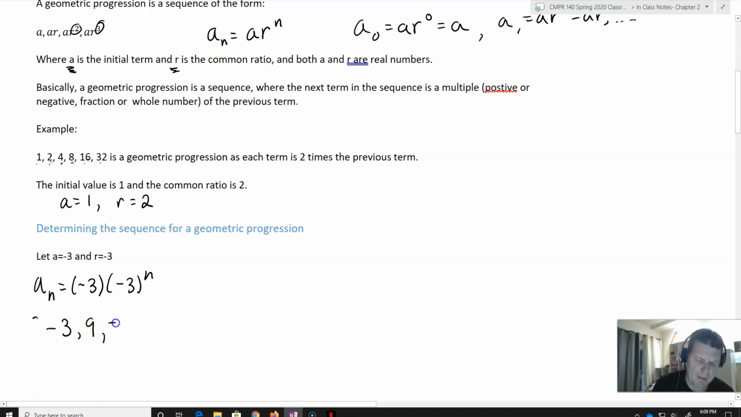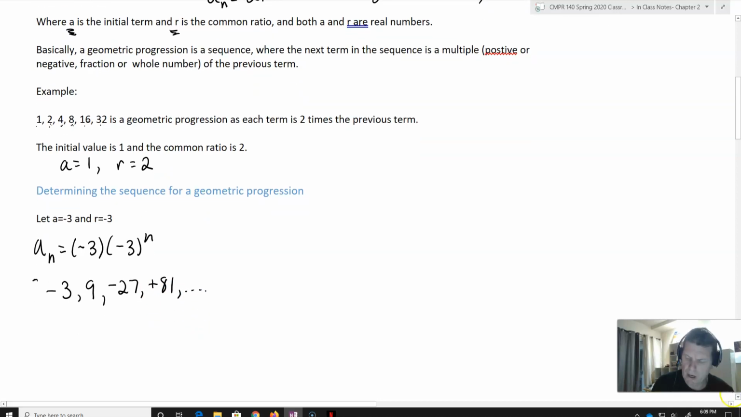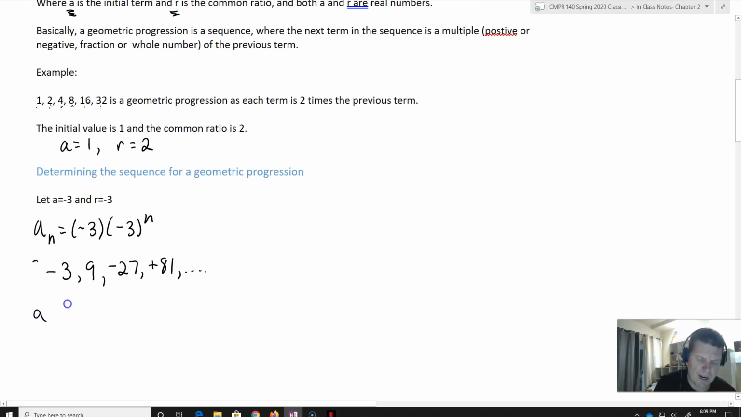And then we'll multiply by negative 3 again. That's negative 27. Then we'll multiply by negative 3 again, and that'll end up giving me positive 81. So on and so forth. Using our equation right here, we could actually say, okay, you know what?